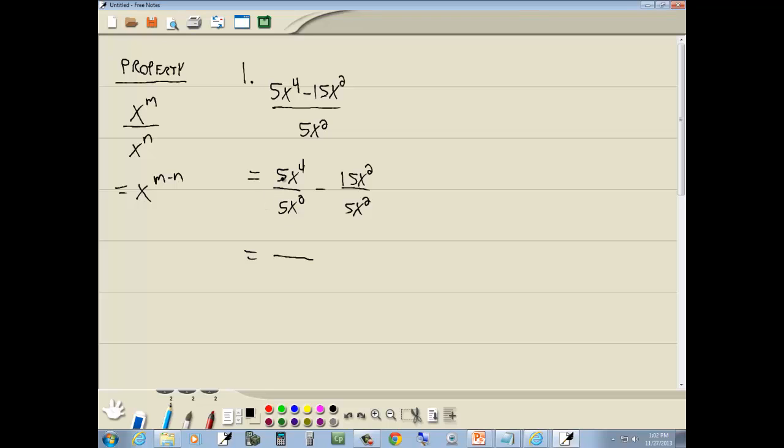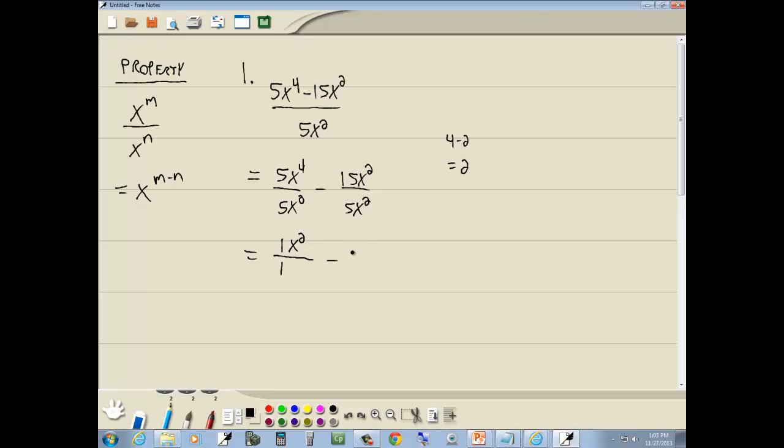Okay, let's start with the numbers. 5 and 5 are both divisible by 5. 5 divided by 5 is 1. 5 divided by 5 is 1. Now we have x to a power over x to a power, and I told you I was going to give you a simpler way to think of it than this formula. If you have x to a power over x to a power, you subtract the smaller exponent from the larger one. So we have 4 minus 2, which gives us 2. And we're going to have x to that power where our larger exponent was, which was up on top. So we have x squared.